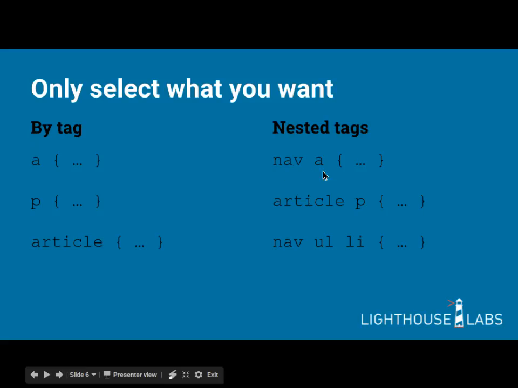CSS and HTML are like this, right? They're very closely tied. So a nav with an A is going to take all these properties. Likewise, an article with a P nested inside of it is going to take on these properties. And any P outside of that is going to get its own properties, right? So we're starting to narrow the focus, only applying styles to certain tags.